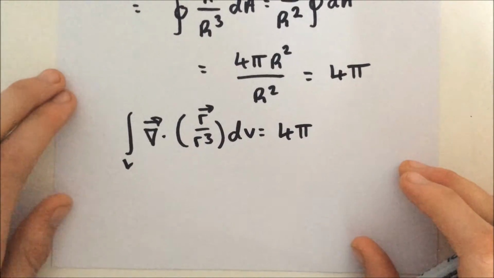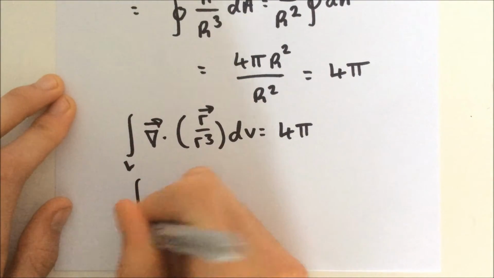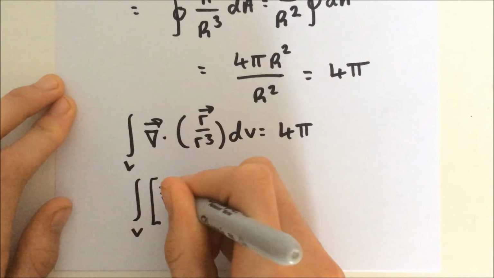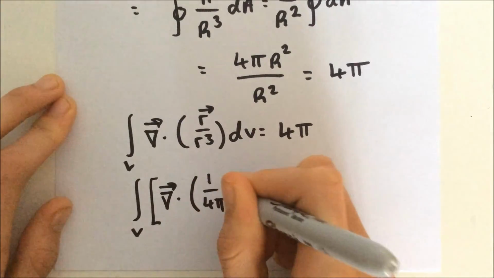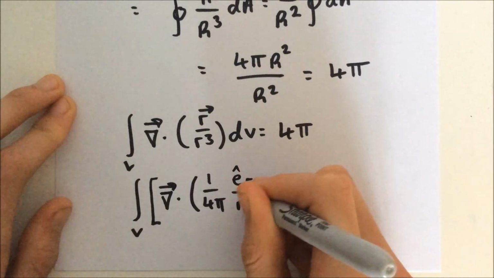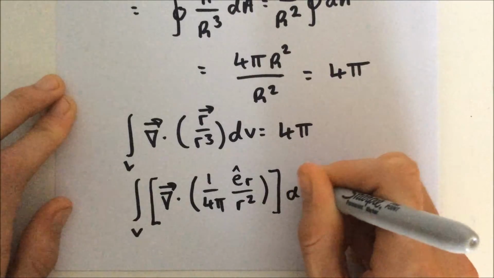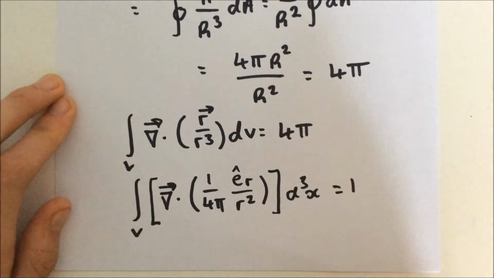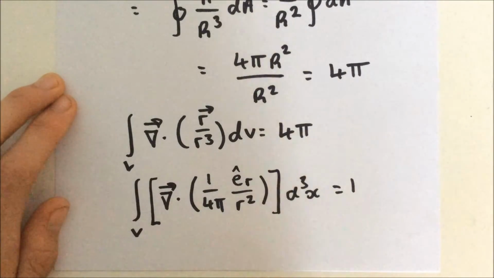Now we can divide by 4 pi, can't we? If we do that, we get the integral of the divergence, as usual, and then we have 1 over 4 pi, and then our unit vector divided by r squared. And then that's multiplied by d cubed x, and that is equal to 1. So doesn't this look familiar? 1 over 4 pi r squared, maybe?